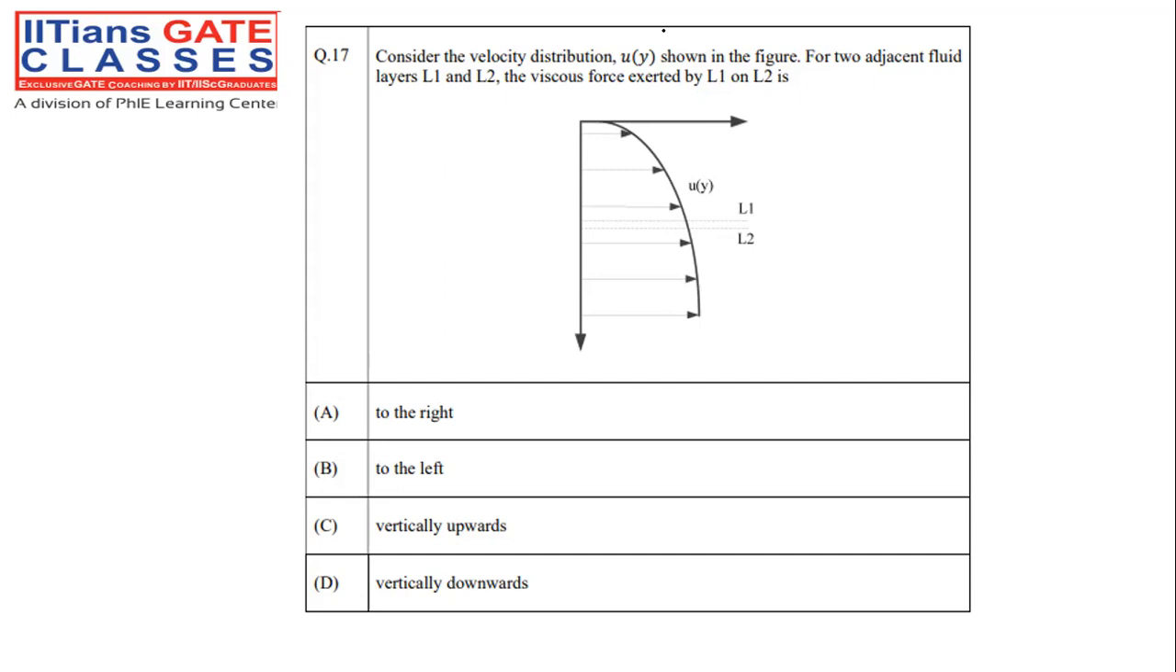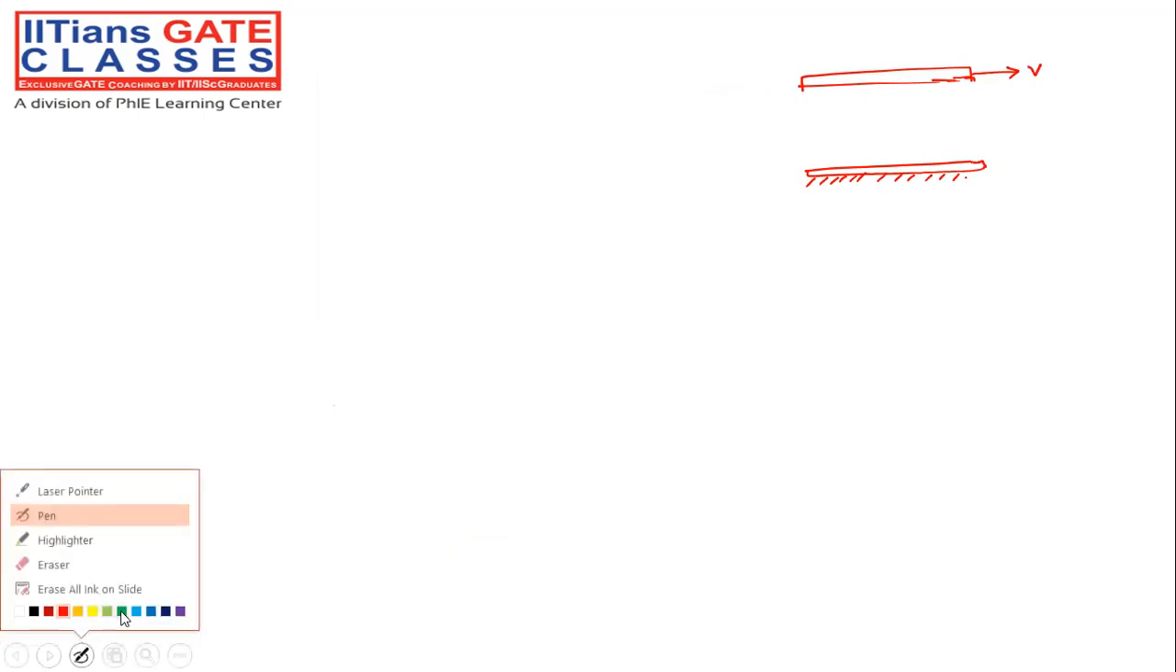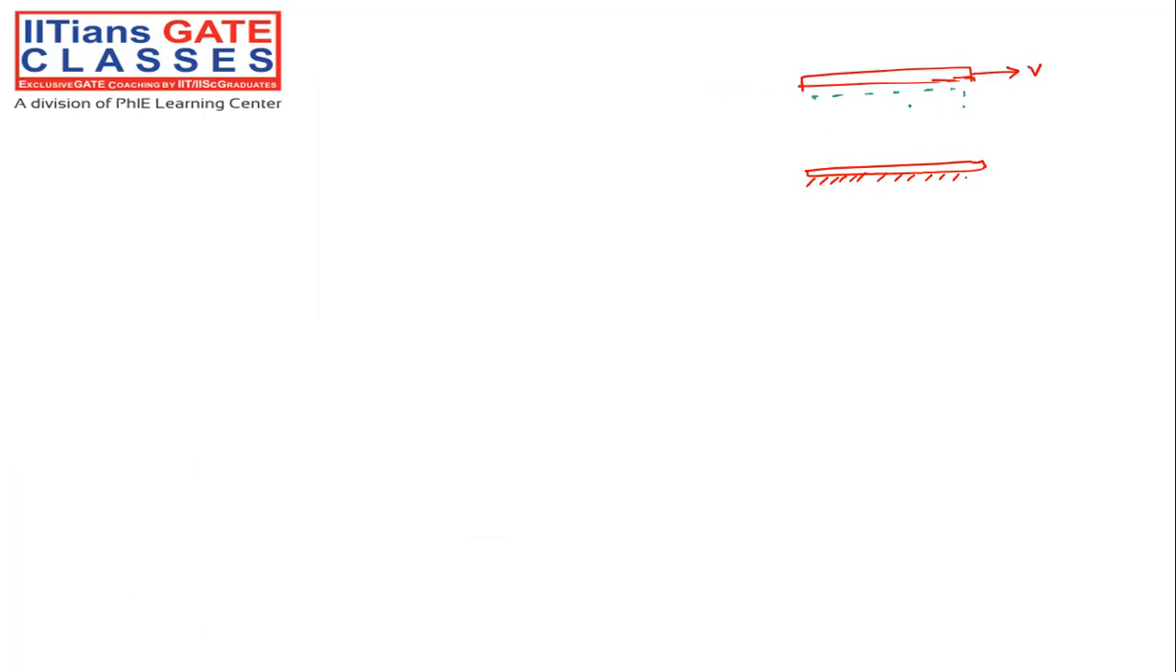So let me just give some basic idea about this question. First of all, you need to identify where the fluid motion is happening, right? So if you consider the plates, let's suppose that two plates are there. The bottom plate is fixed, and the upper plate is moving with some velocity v. And in between, we have the fluid.